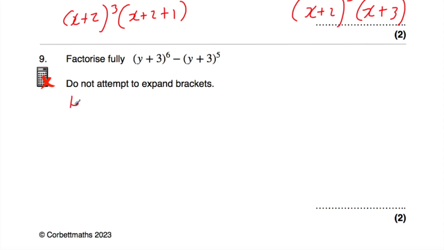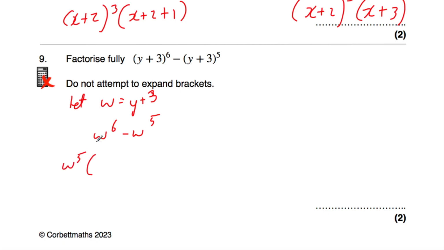Okay, so let's let w equal y + 3. You could have let x equal it, whatever you really want to. So here, instead of (y + 3)⁶, we've got w⁶, subtract w⁵. Okay, now let's factorize this. The biggest power of w you can take out is w⁵. So we'd have w⁵.